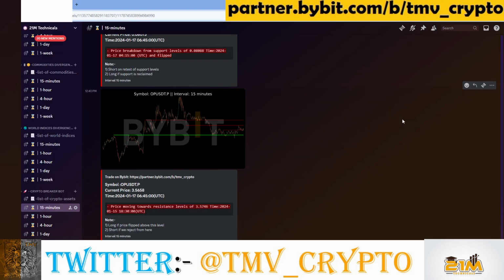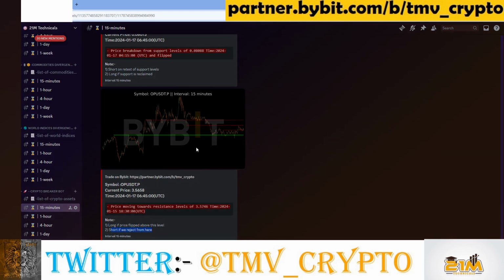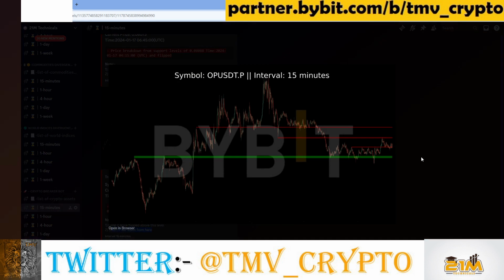Now remember, the bot is not a buy or sell signal, but it gives you notifications of probable opportunities that are coming our way. So it literally notifies you, hey, look, this opportunity is there, long or short. I've also mentioned the notes here: long if price flips above these levels, or short if it rejects from here. Basically, what does this mean? As I mentioned, if the price reclaims this resistance level, the small one, you can literally long there with a tight stop loss, and you should be targeting the resistance levels above.